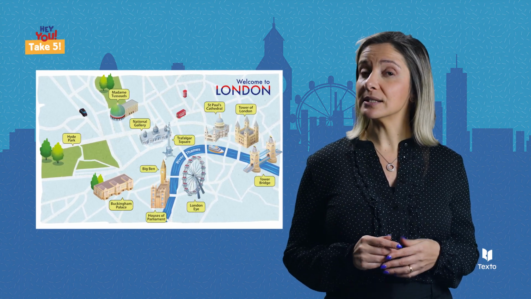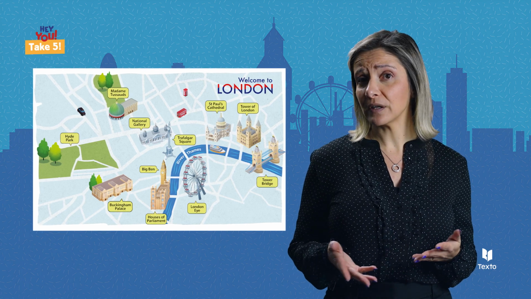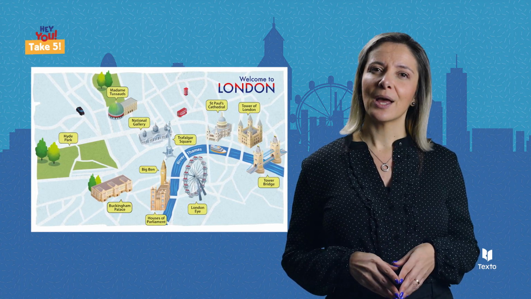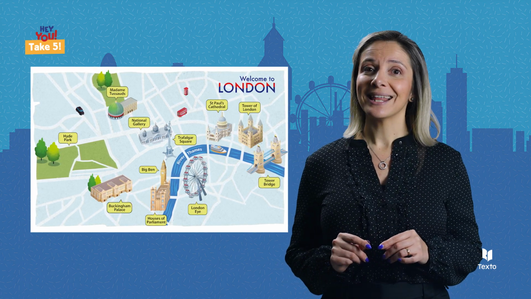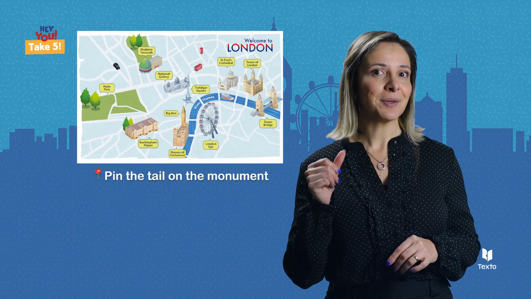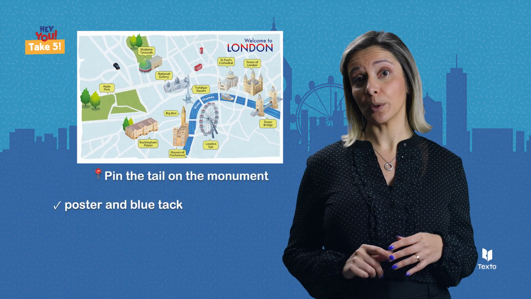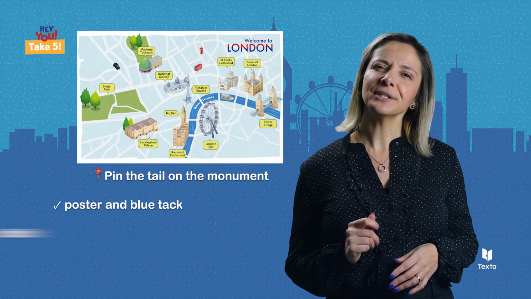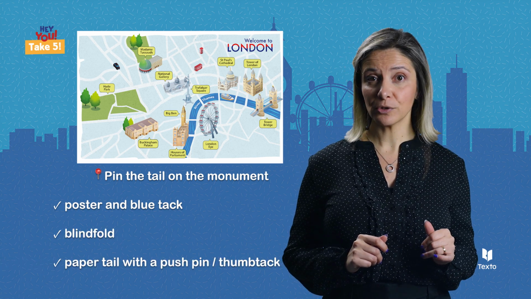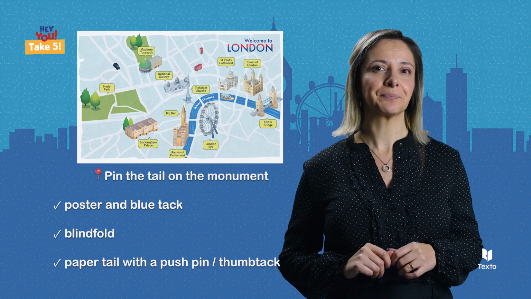You can then ask students if they've ever been to London, or if they know any monuments to visit in London. What better way to explore than through a game of pin the tail on the monument? For this game, you'll need to hang the poster on the wall or board with some blue tack. You'll also need a blindfold and a paper tail with a pushpin or a thumbtack poked through it.